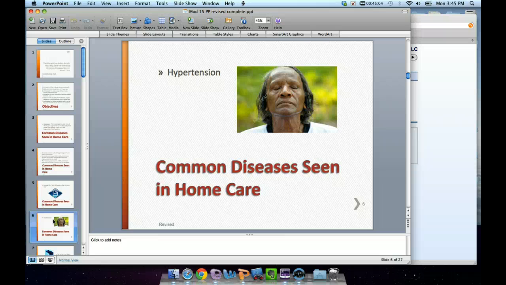So what happens if your grandmother goes to the drugstore, puts her arm in the machine, and she gets an elevated blood pressure one time? That is not considered hypertension. You have to have readings over an extensive amount of time. So hypertension is called the silent killer because it gives no warning in its early stages.